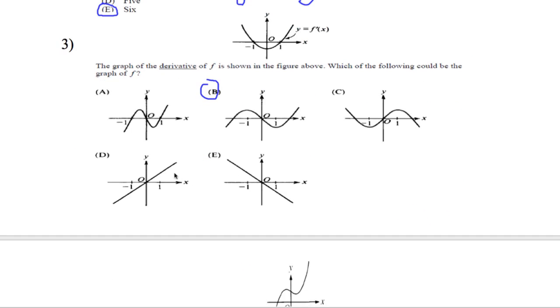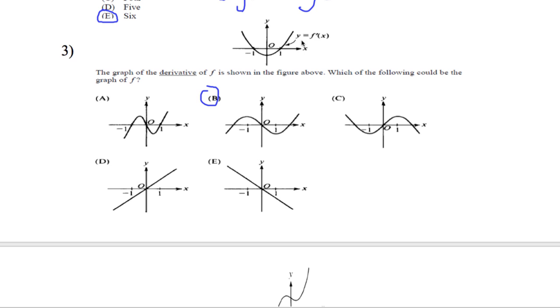On to number 3. So we have the graph of the derivative right here, f prime, and we're trying to figure out which one could be the graph of f. We're going backwards with the graph. A little bit hard, but the key point here is that you're looking for all the information this graph is providing. Since it's a graph of f prime and it's going through 0, that means we have an f prime sign change. We have a positive to a negative.